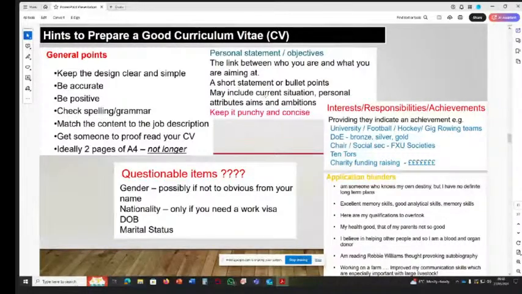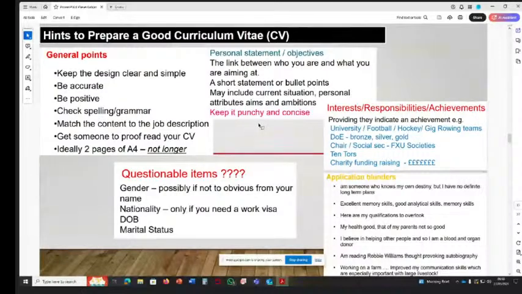And for your personal statement, keep it punchy and concise, not too much, not futuristic claims like I'm this, I'm that, I can break the sea, I can cross seven countries. Not like that. Whatever your skills are, that connection between your skills and the course needs to be built up. There are some questionable items.